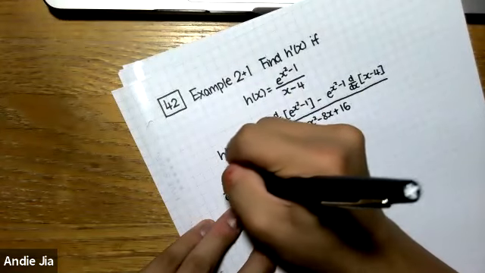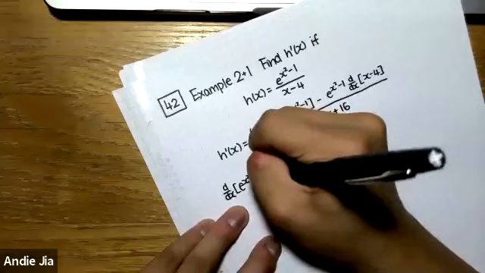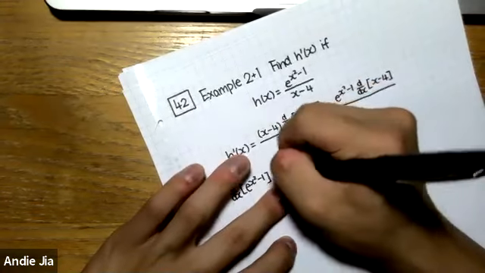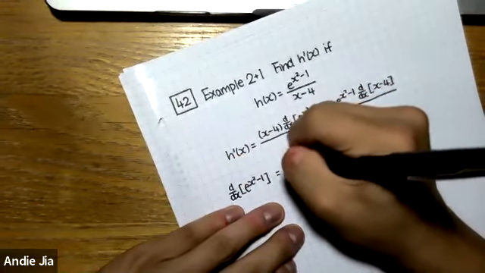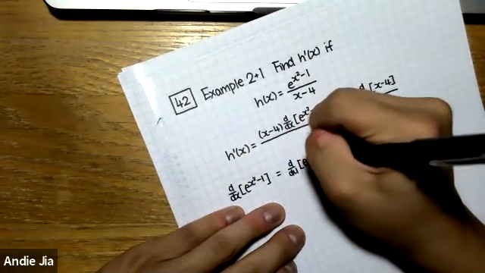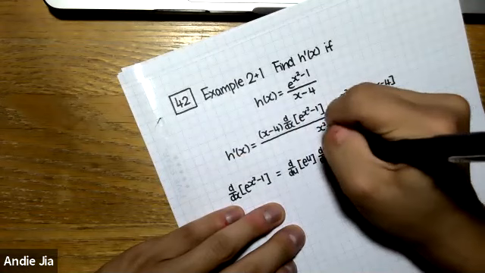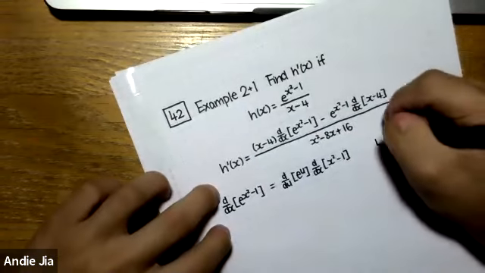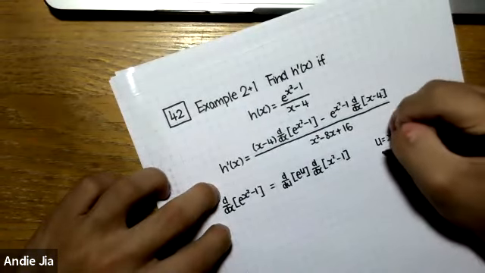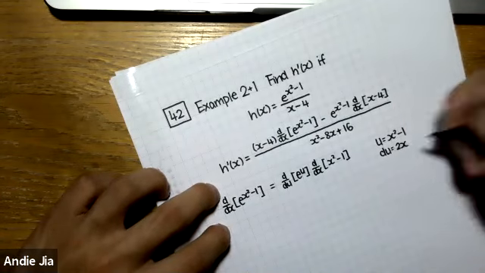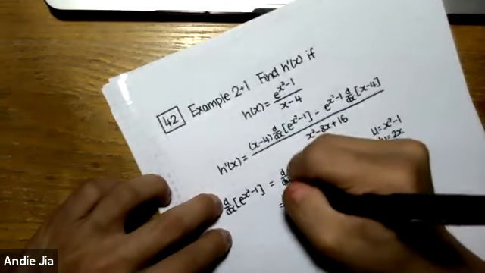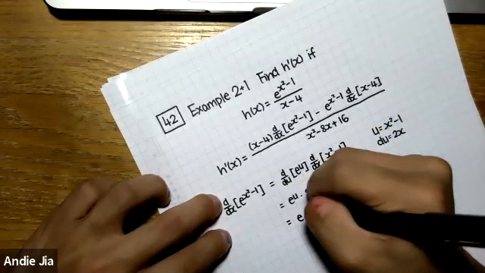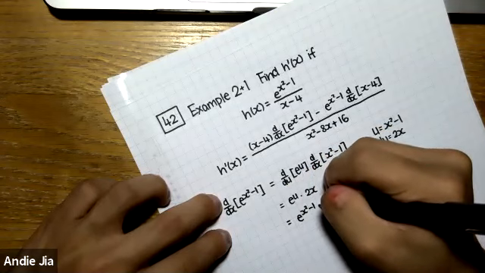Then we can do this: d/dx of e^(x²−1) equals d/du of e^u times d/dx of (x²−1). Let u equal x² minus 1, du equals 2x. What we get is e^u times 2x. The final answer is e^(x²−1) times 2x.